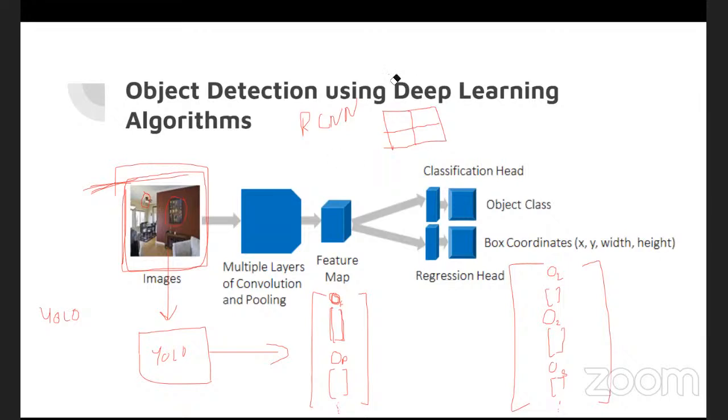YOLO is a single shot detection. It is capable of performing detection in one shot, and it doesn't need inputs of the image in different parts. It takes input as a single image and then performs object detection.